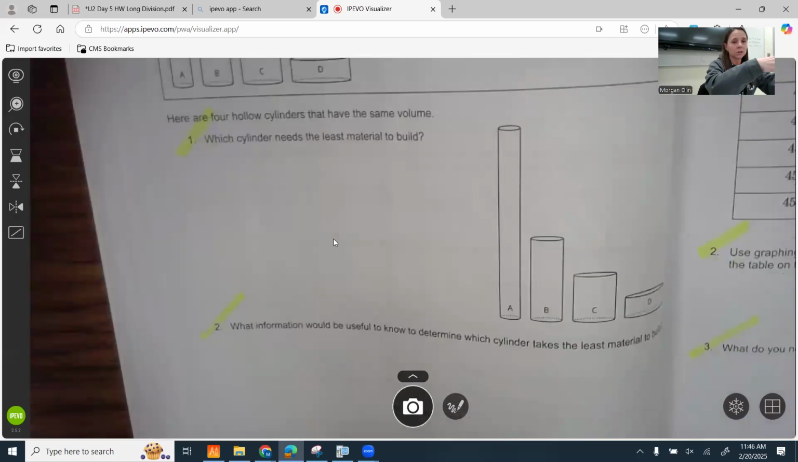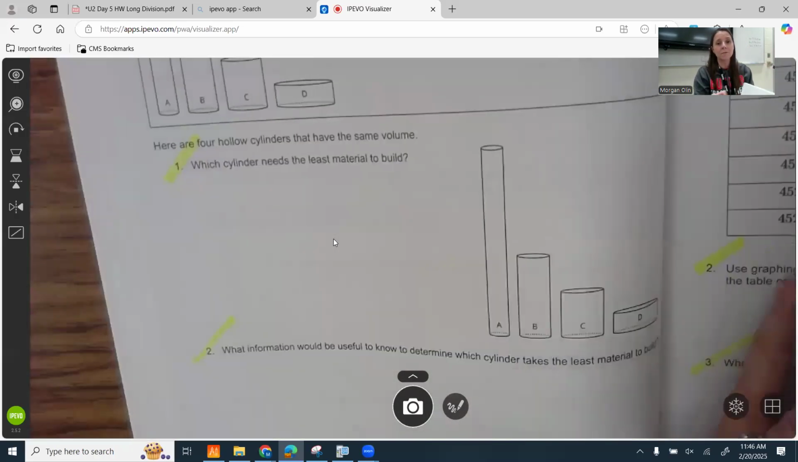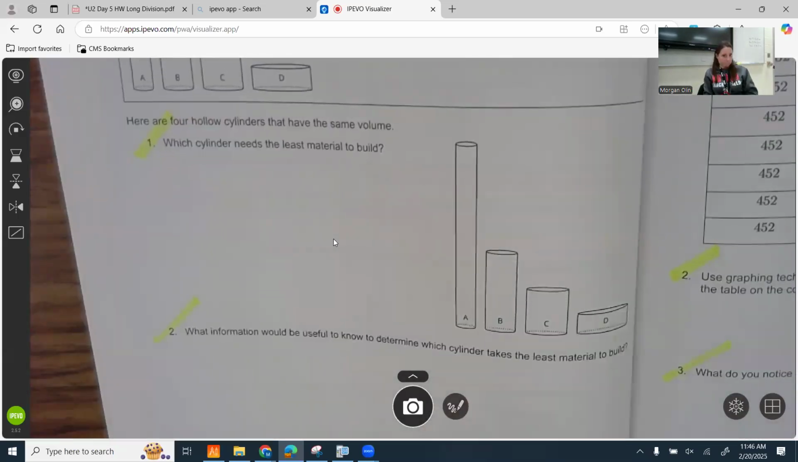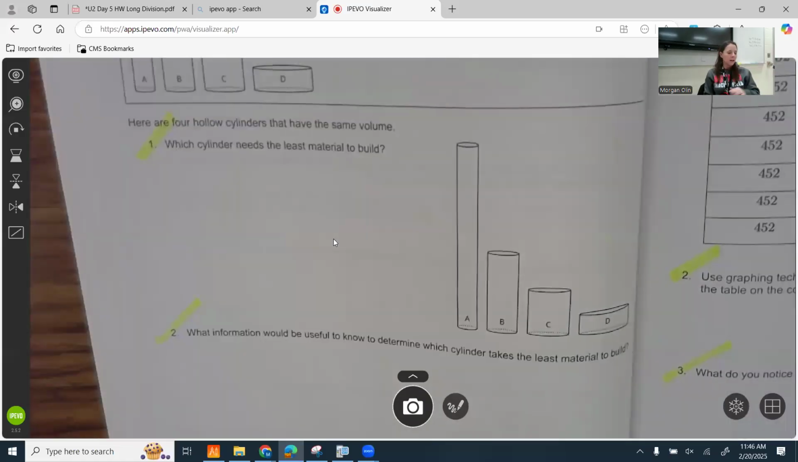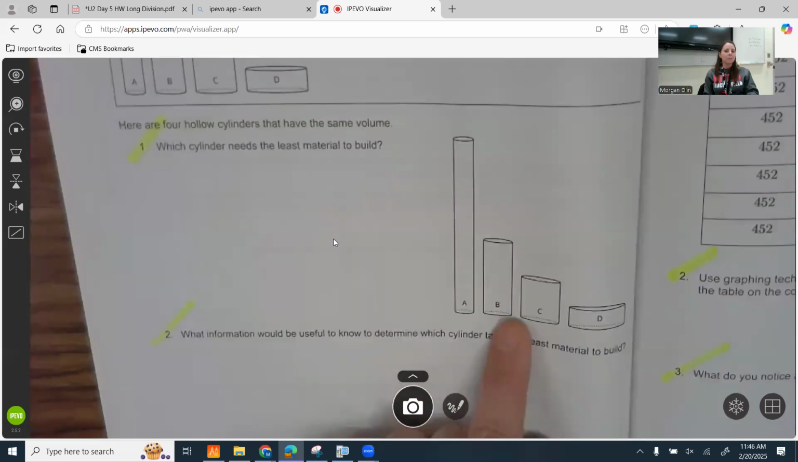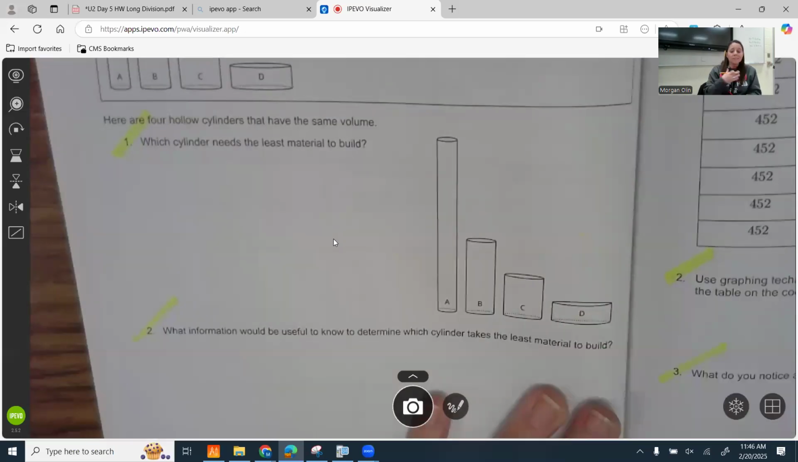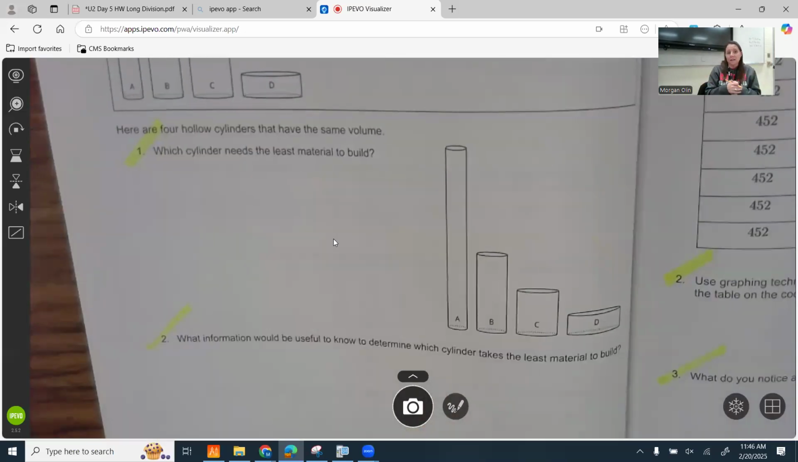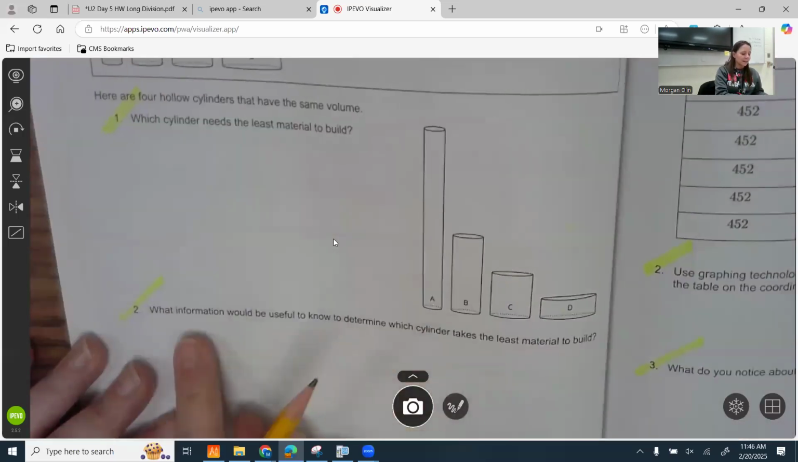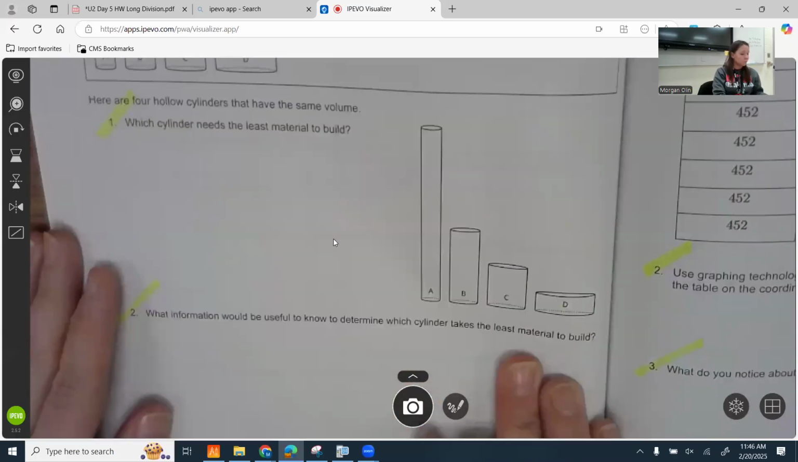We've got these 4 hollow cylinders that have the same volume. Which cylinder needs the least material to build? I don't know, just take a guess. Some people may say A because it's taller. Some people may say B because it's thicker, or maybe some people might say D. I would say D is smaller, so it's not going to need as much material. But this is just a guess. So what information would be useful to determine which cylinder takes the least material to build?